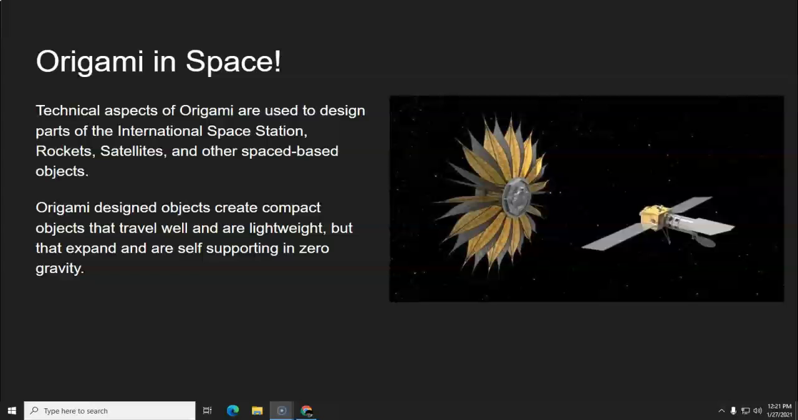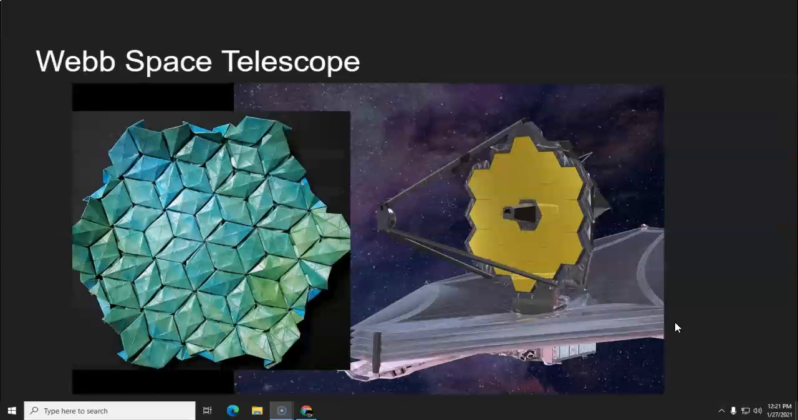But these objects are designed to be very compact and to travel well and be lightweight, but then to be able to expand and self-support. And over here you see one of them. It's dual satellites. This is the Webb Space Telescope. The left side that looks kind of green, you can see the origami structure that was applied to create the dish of the telescope. This is one of the most powerful telescopes that we have.